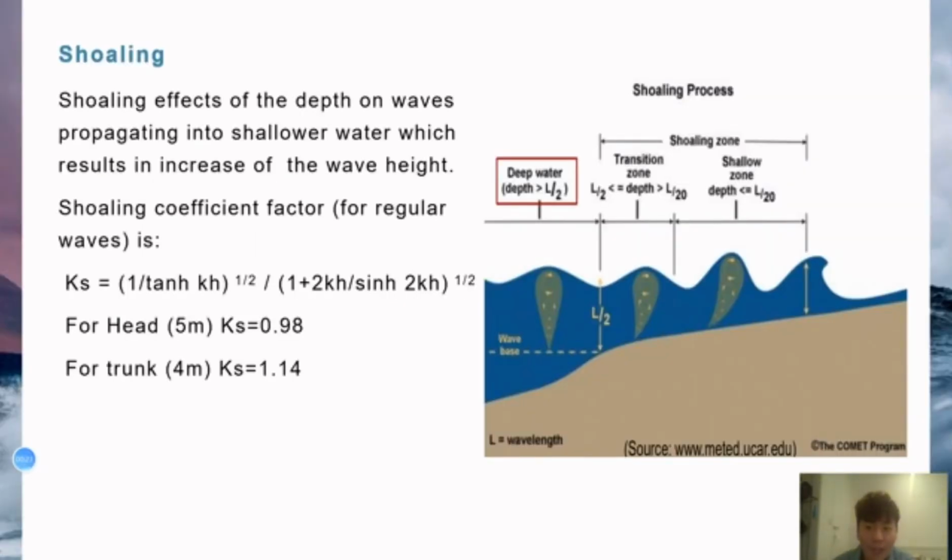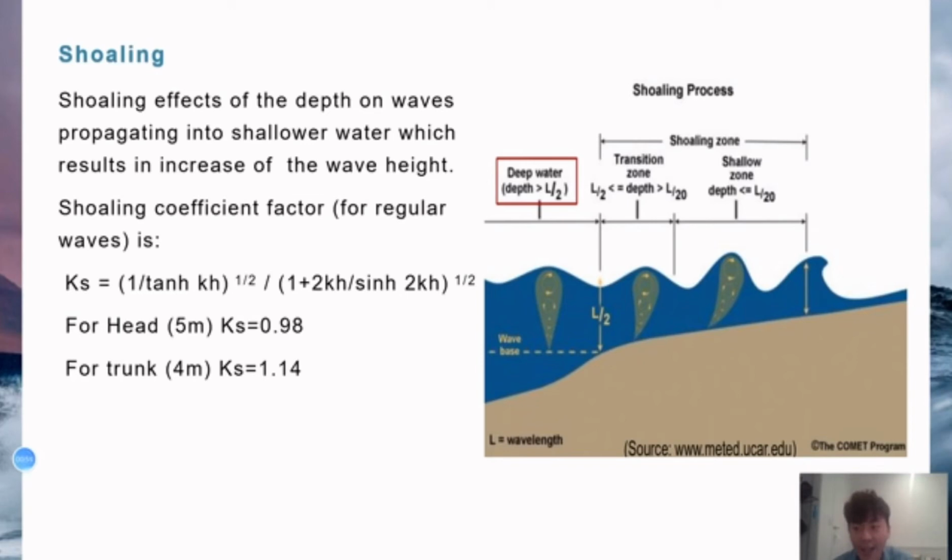The first point, I would like to explain how we got the shoaling coefficient factor. Shoaling is the change of wave height because of the decline of water depth. Normally, this results in an increase of the wave height. Here is the equation of the shoaling coefficient factor for regular waves, where K is the wave number and H is the water depth. Therefore, we got two shoaling coefficient factors for the proposed coastal structure at both head and trunk in our report.